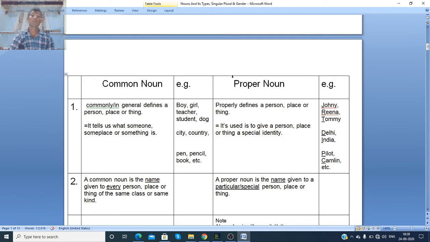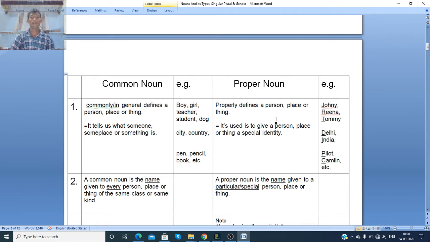The reason is that common noun and proper noun are both about person, place, or thing. The similarity is that the common and proper noun are both about person, place, and thing, which can confuse students. But the difference is in how these nouns have been named.